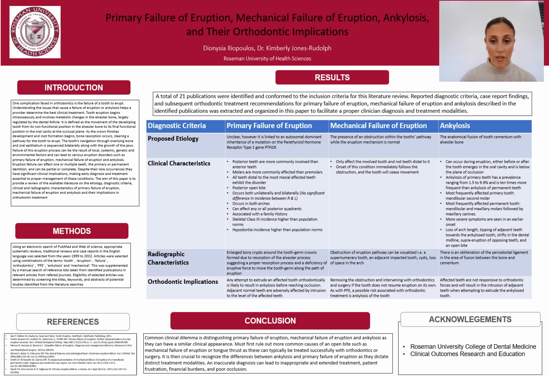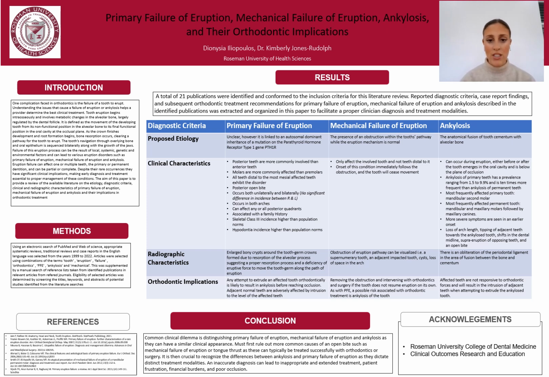The proposed etiology of each of these three conditions is described. Primary failure of eruption, its etiology is unclear. However, it is linked to an autosomal dominant inheritance of a mutation on the parathyroid hormone receptor type 1 gene. Mechanical failure of eruption etiology is the presence of an obstruction within the tooth's pathway, while the eruption mechanism itself is normal. Ankylosis, its etiology is the anatomical fusion of tooth cementum with alveolar bone.